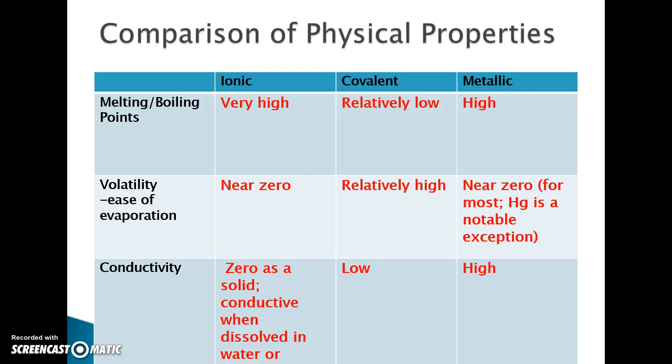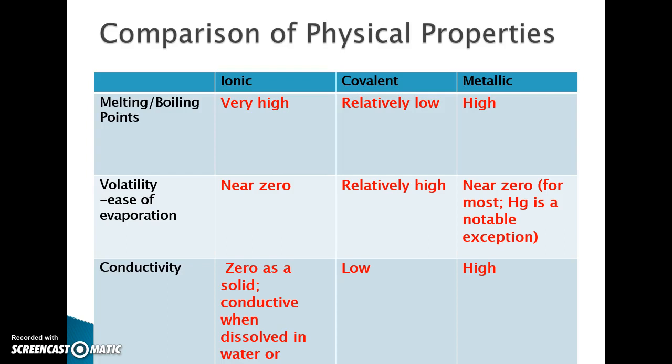So this compares their melting and boiling points. It is very hard to melt or boil an ionic compound. You are not going to melt salt easily, okay? So they have very high melting and boiling points. There's a lot of variation in covalent compounds, but relatively compared to the others, they're low, and metallic compounds have high melting and boiling points.